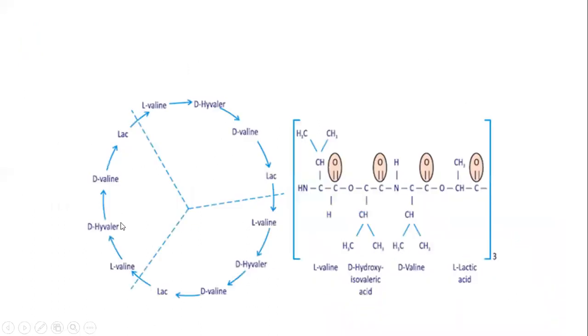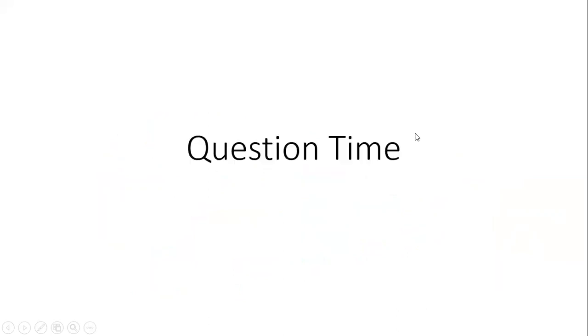This is again the same. You can see over here, right? L-valine, isovaleric acid, then D-valine, lactic acid. Again, valine, isovaleric acid, D-valine and lactic acid. So it keeps building up like this. Okay? Clear, guys? Okay, this is just the same thing. The representation is different. Any questions from these ionophores?